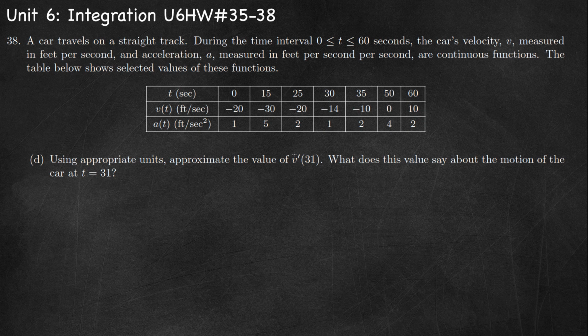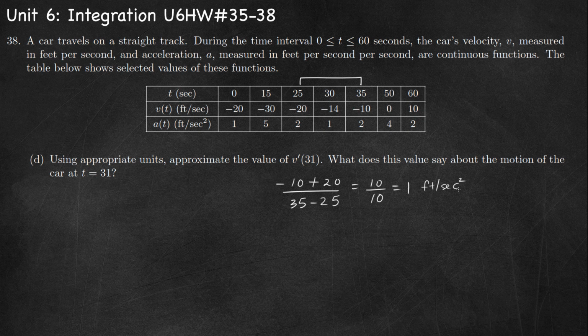Well, v prime is the instantaneous rate of change of v, and we can use the average rate of change of v to estimate that. So we would go to the closest surrounding points around 30, and we'd find the slope of v. So -10 minus -20 over 35 minus 25, which would give us 10 over 10, or 1. And if we had just said, well, it's a little bit more than 1, we can see that we're getting about the same answer there. Our units here are feet per second squared, since we are estimating acceleration.